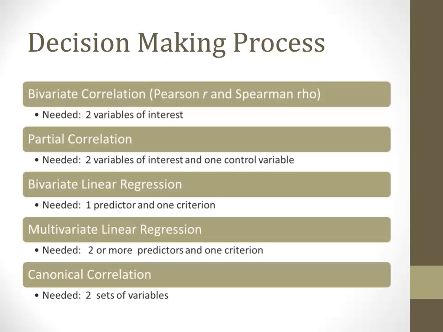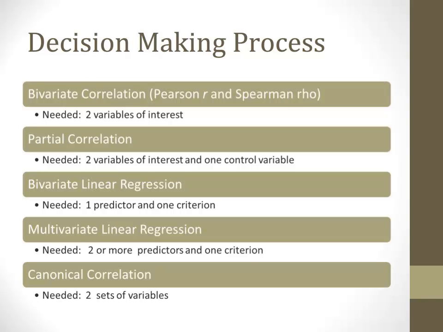Now let's take a look at a list of procedures used to test the hypotheses of association. Again, this is not an exhaustive list, but these are probably the most common bivariate and multivariate analyses used to test hypotheses of association. The simplest is probably the bivariate correlation, Pearson's r, Spearman's rho. Here the researcher wants to know the relationship between 2 variables. So he or she may ask, is there a relationship between university students' sense of community and their course points? For a bivariate correlation, we need 2 variables of interest, and here we have course points and sense of community.